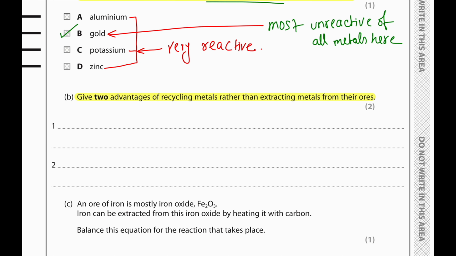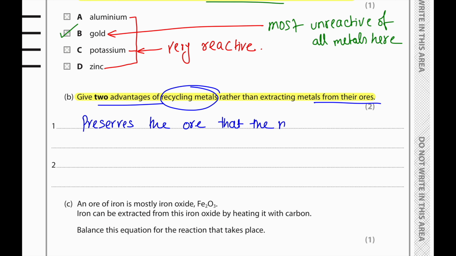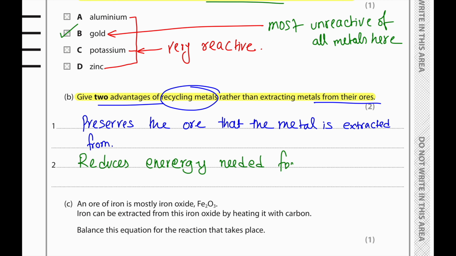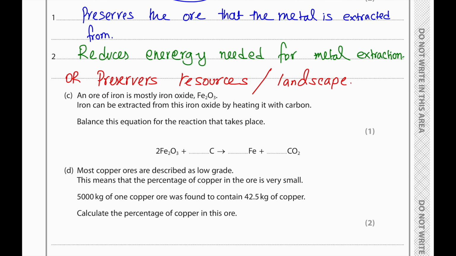The question asks for two simple advantages of recycling metal instead of extracting those metals from their ores. One of the biggest savings when recycling metals is that it preserves the ore that we collect the metal from. The second one is that it requires a reduced amount of energy to extract the metal by recycling. One alternative answer that we can write is that it preserves resources or landscape. An ore of iron is mostly iron oxide, Fe2O3. Iron can be extracted from its iron oxide by heating it with carbon. Balance this equation for the reaction that takes place.